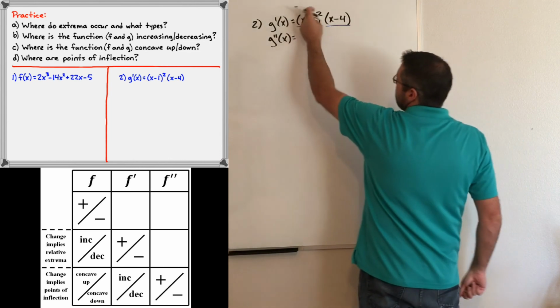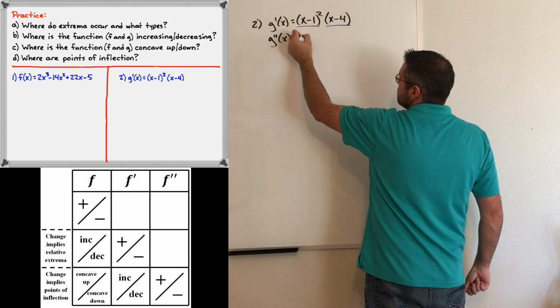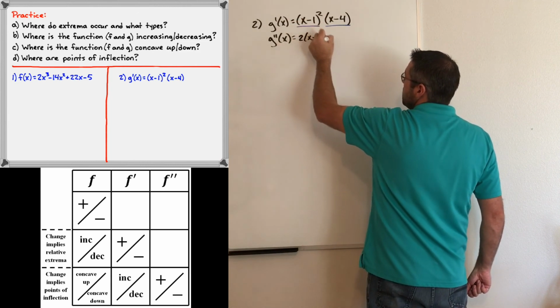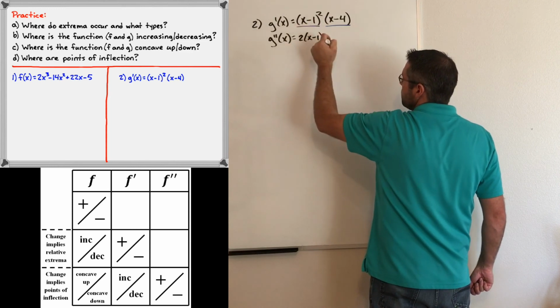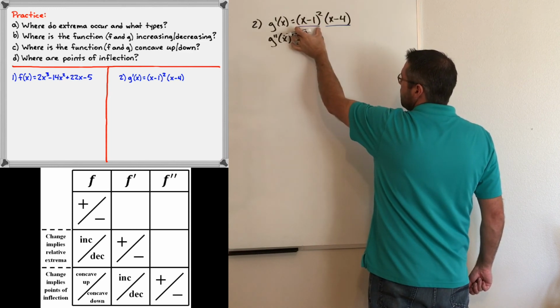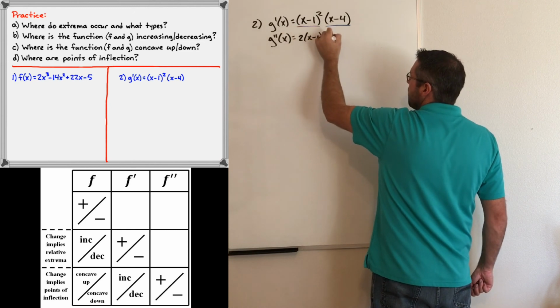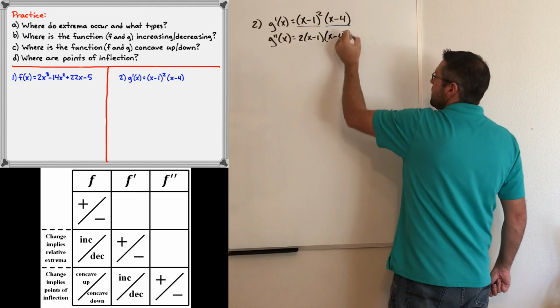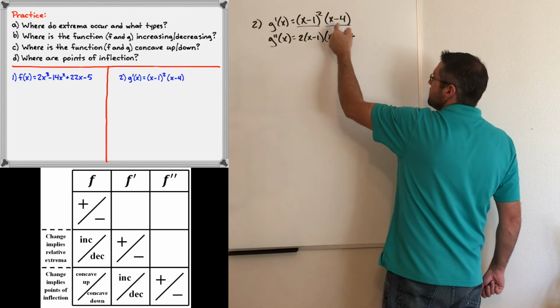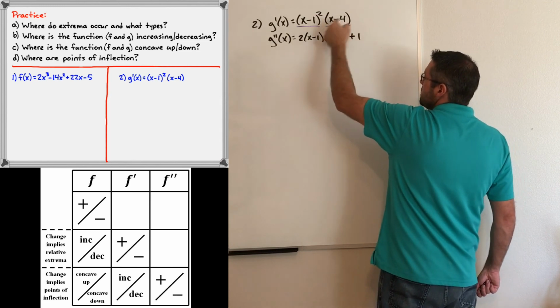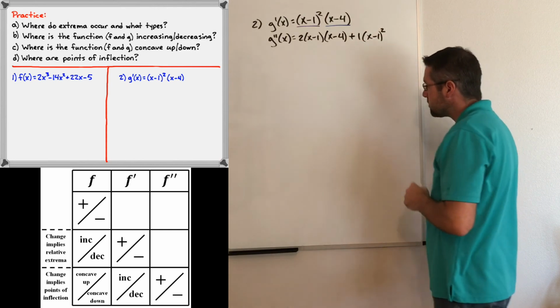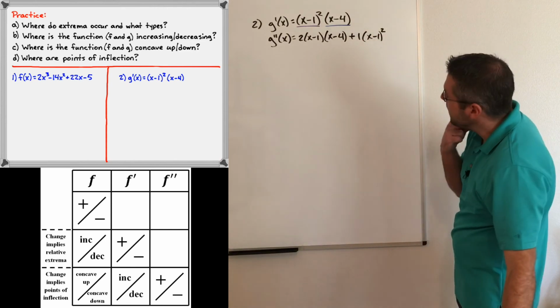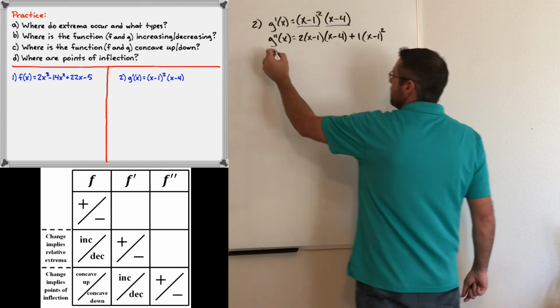The derivative of the first thing using the chain rule would be 2 times x minus 1 to the first times the derivative of the inside. The derivative of the inside is just 1. So that's the derivative of the purple part times the blue part, so times x minus 4. And then plus the derivative of the second part, which is 1, times the first part, so times x minus 1 squared. And then from here, we'll go ahead and expand this all and simplify it all.